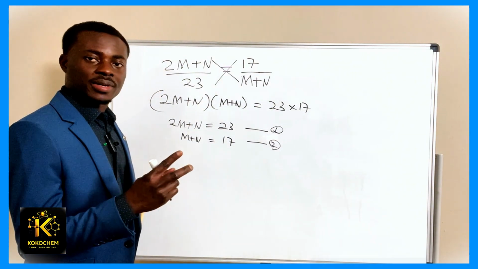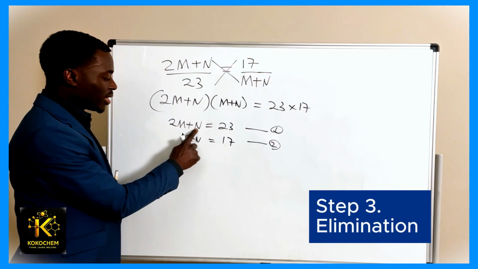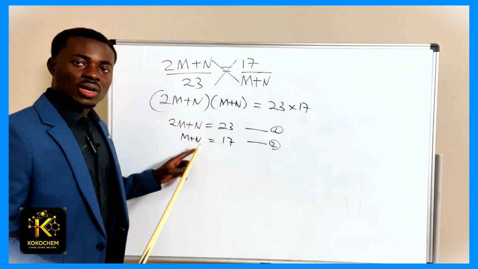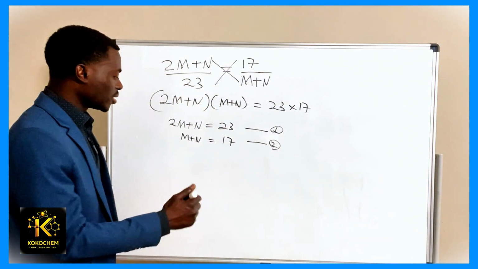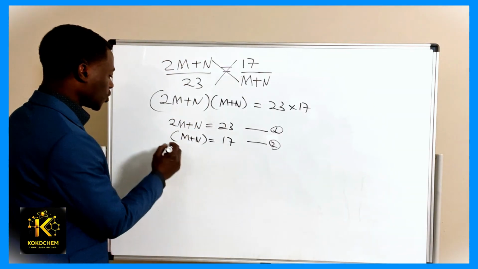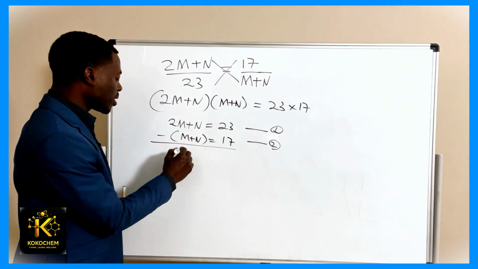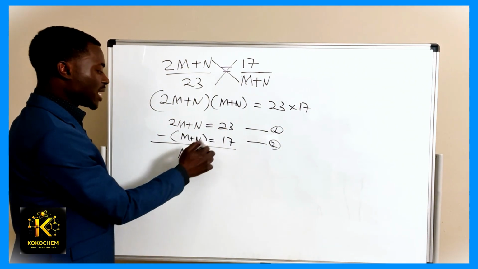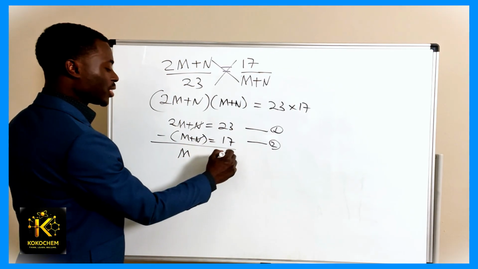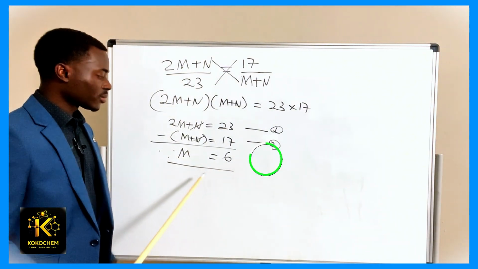The third step is elimination. Notice that we have positive n in both equations. To eliminate n, you have to perform subtraction. So subtract equation 2 from equation 1. You will get 2m minus m, which gives you m. n minus n cancels out. 23 minus 17 will give you 6. Therefore, m is equal to 6.